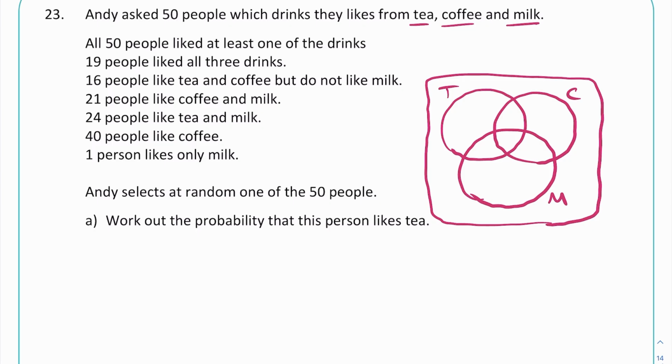So all 50 people like at least one drink. Okay, well there we go. So we've got a 0 on the outside. You don't necessarily need to write that, but it does remind me that none of them are going to go on the outside. 19 people like all 3. So 19 right in the centre there that like all 3.